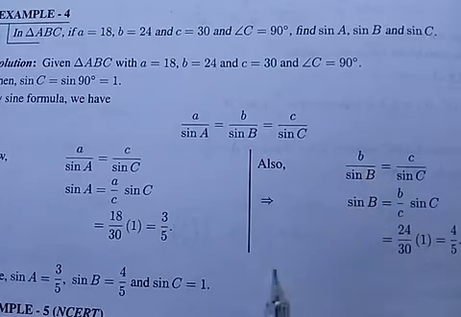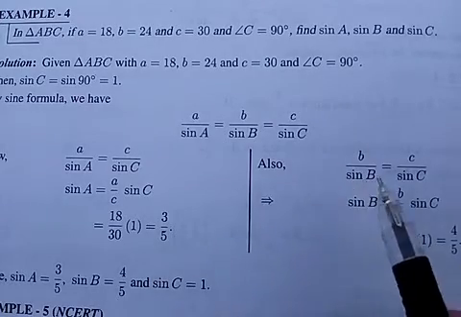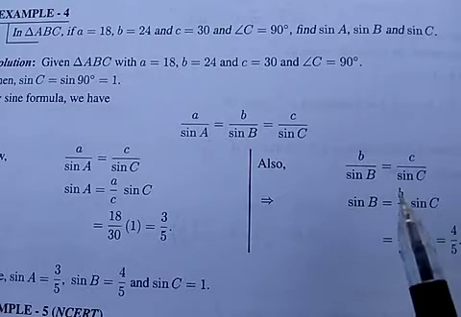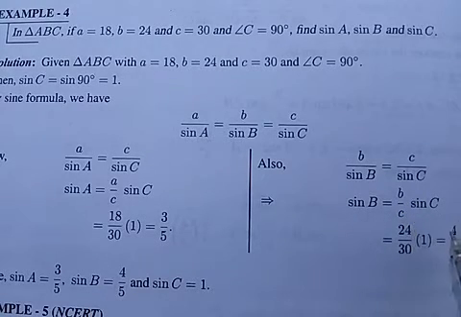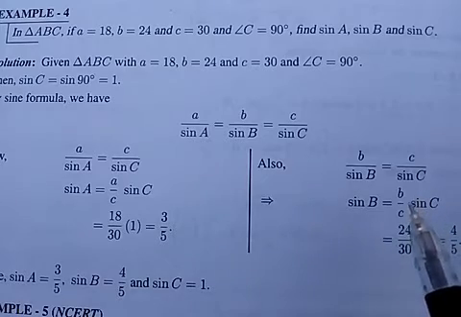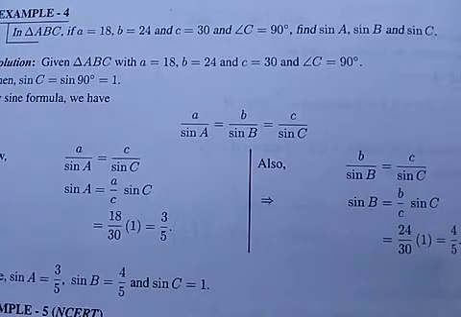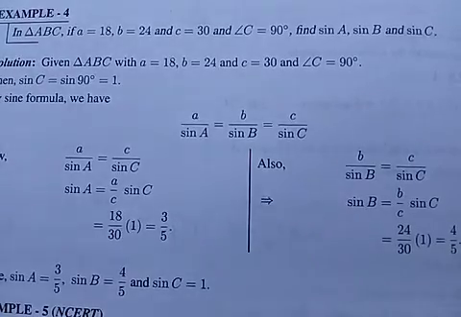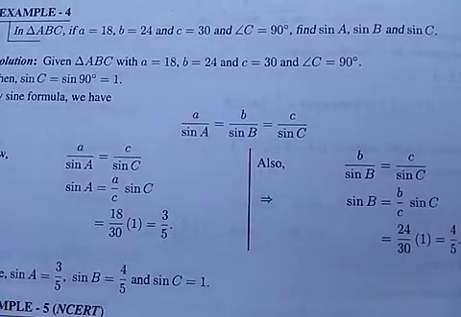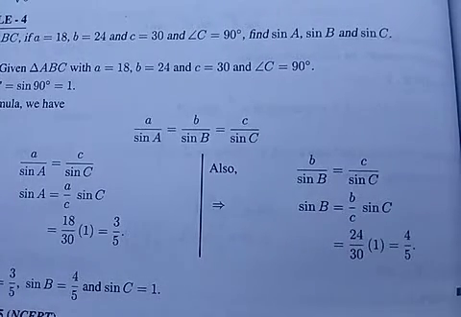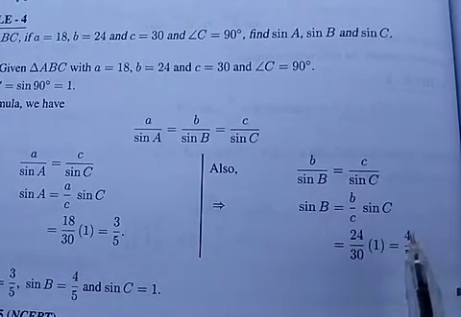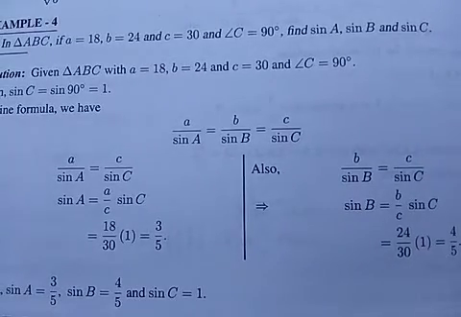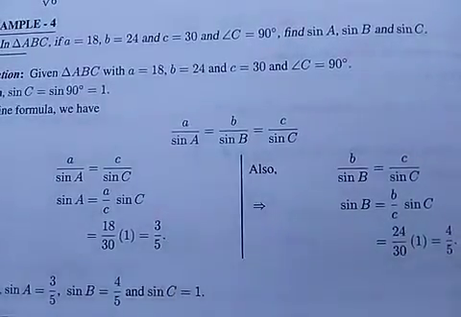Similarly, we can apply again the sine formula in the form of b upon sin B equal to c upon sin C. We can find sin B equal to b upon c into sin C. We can substitute values of b, c and sin C. Sin C equal to 1 we have. Value of sin B equal to 4 by 5. Then value of sin C equal to 1.